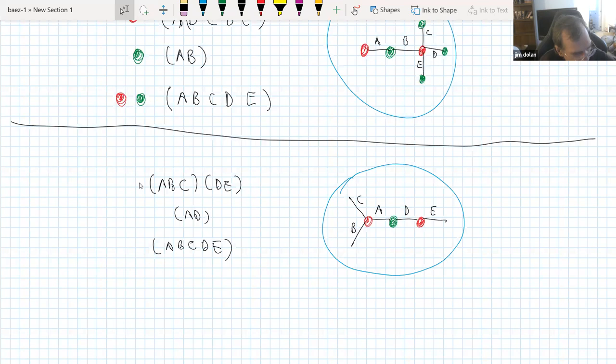Yeah, this is red. This is green, and this is red composed with green. And yeah, so to me it's interesting that these, well, let me finish drawing in the green ends here.